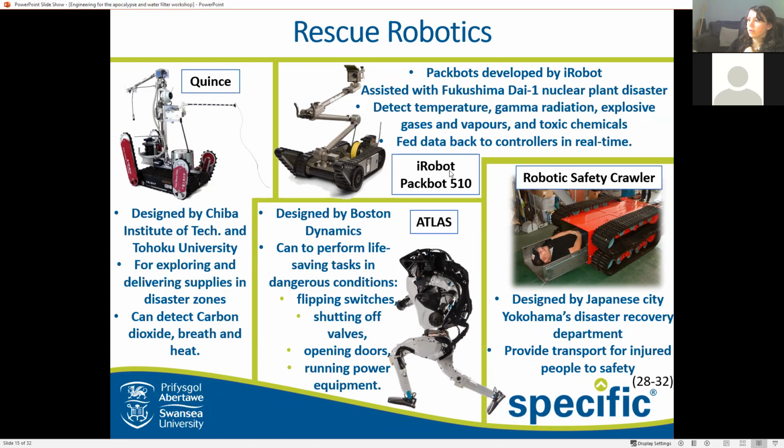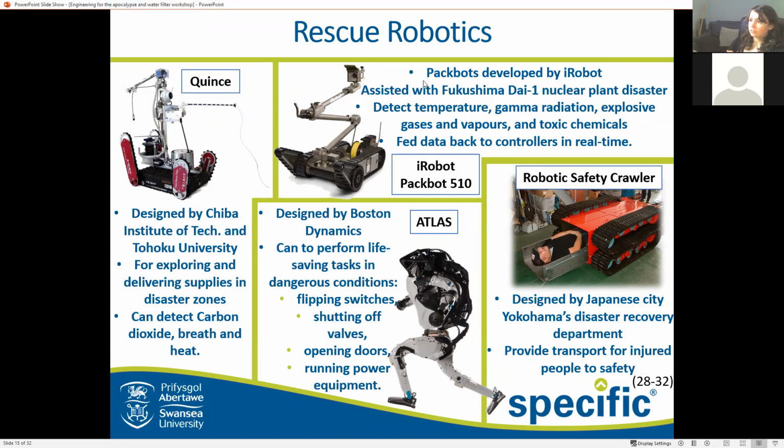A similar system is iRobot's PackBot 510. So you've probably heard of iRobot before, as they are quite famous for the Roomba vacuum, which is very great, it's very cute, but this is actually incredibly useful in disaster zones. So these PackBots were developed to assist with the Fukushima Daiichi nuclear power plant disaster, which happened quite a while back now. But when that happened due to an earthquake, people were not able to access that building. They couldn't check what the damage was like.